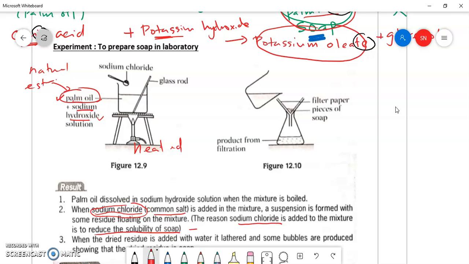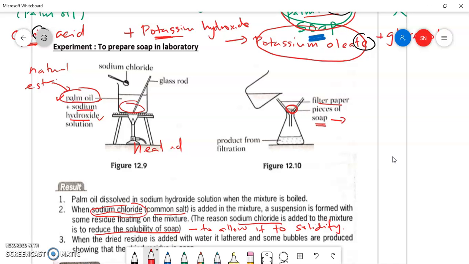That means to allow it to solidify, because we want to get soap, so we need the mixture to solidify. Once we get the product, some solids will form in here. We actually pour it through a filter paper, and the pieces which is collected here is the soap.